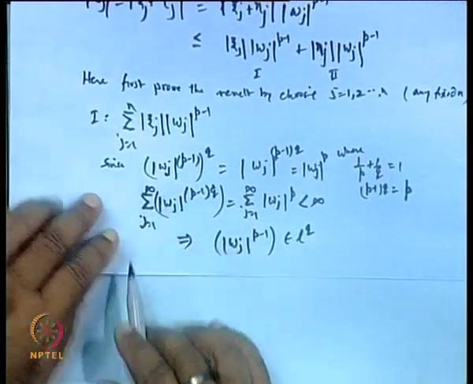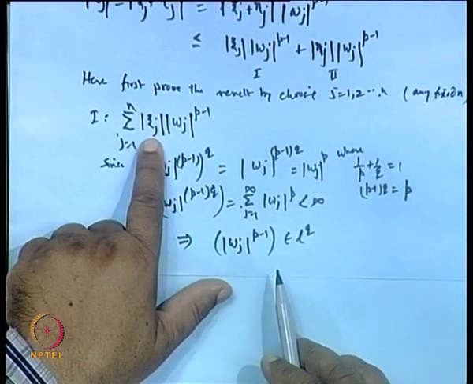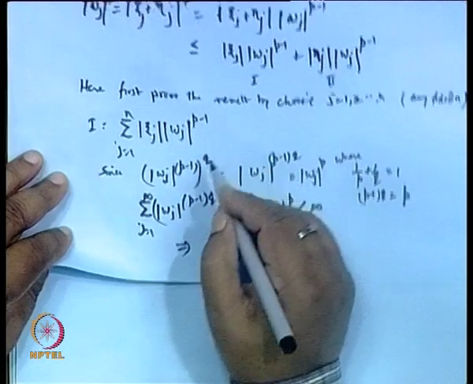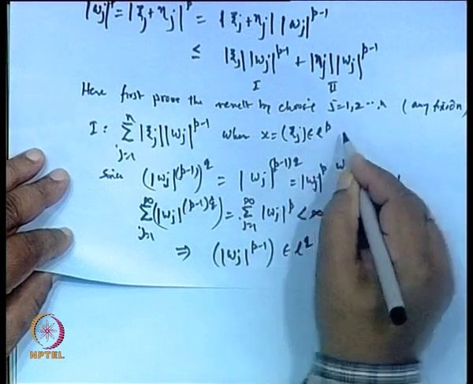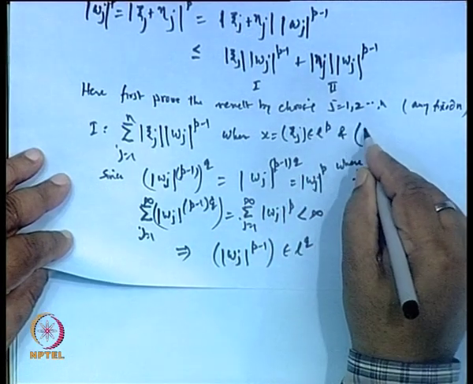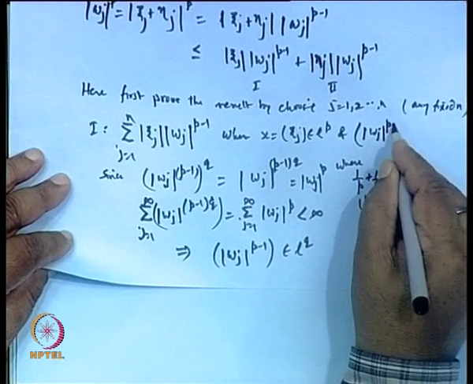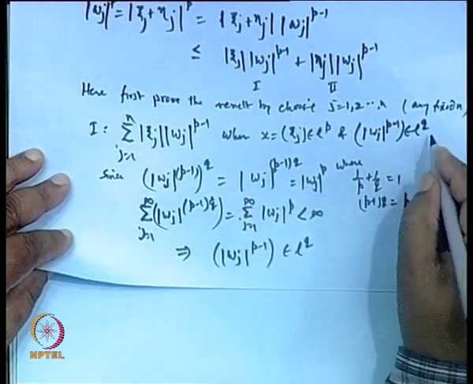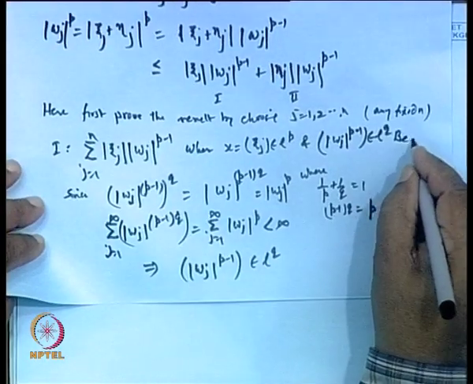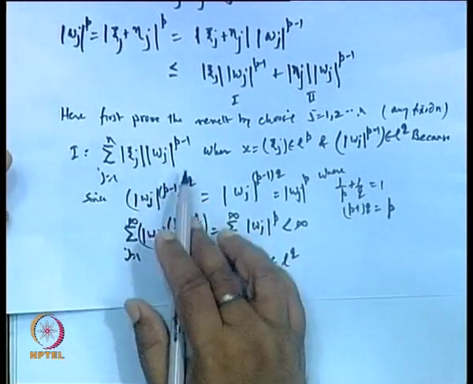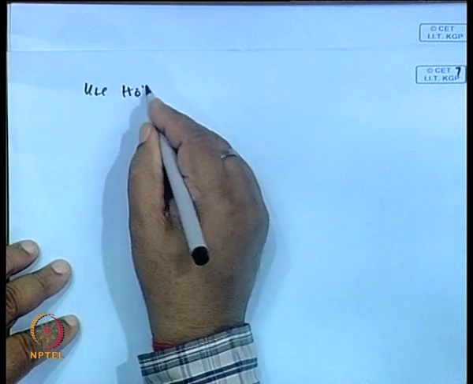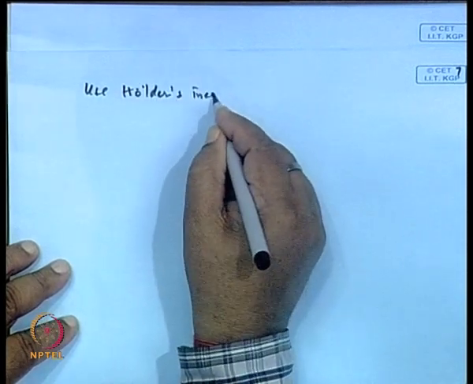So, here we take one sequence in L^p, the sequence xi, and the other sequence, mod w_j power p minus 1, is in L^q because of the following reason. So, we can, without any problem, apply Holder's inequality here. So, use Holder's inequality.